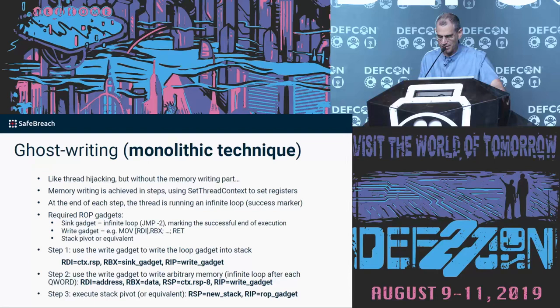Moving to step 2, we write arbitrary keywords. So we repeatedly execute step 2 until we have all the memory that we need written to the target process. And the idea here is to set the registers to point at the write gadget so that the write gadget will write this keyword, and then its return will branch right into the infinite loop, so marking the successful end of writing a single keyword. And we repeat this process as many times as needed to write all the arbitrary memory we need.